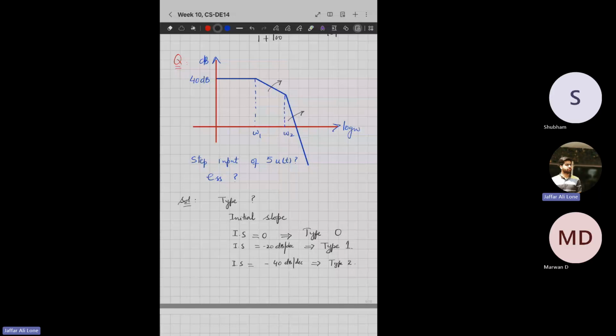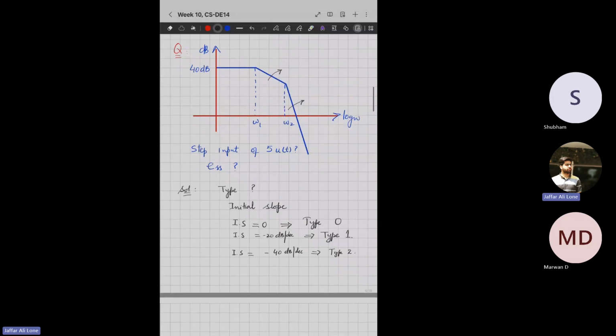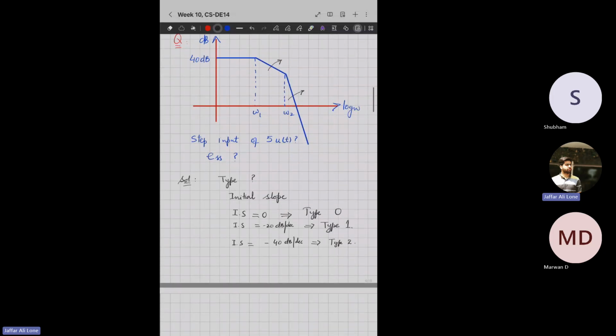So okay, let me solve this question for you. See, the initial slope is 0. There is no initial slope. It means this is a type 0 system.